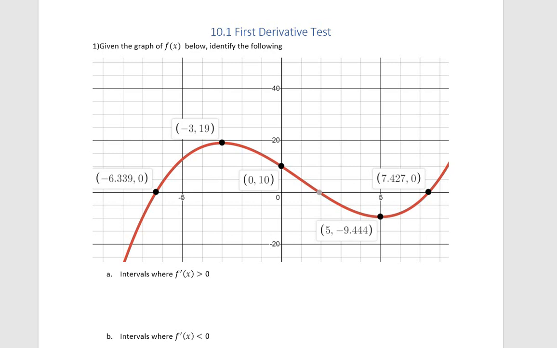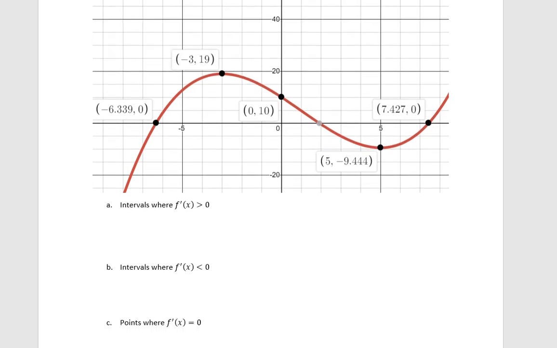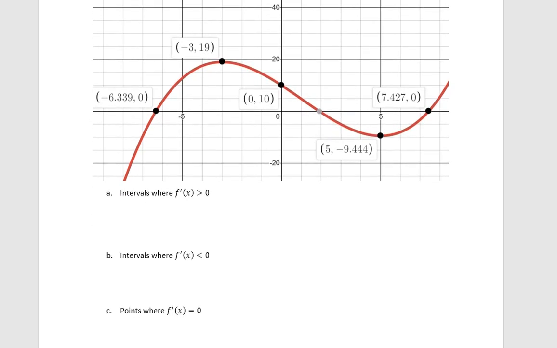So first off, we're given the graph of a function f of x below, and we want to identify the following. So it's asking questions about the derivative of f of x. When is it greater than 0, which means when is it positive? When is it less than 0, which means when is it negative? And when is it equal to 0?